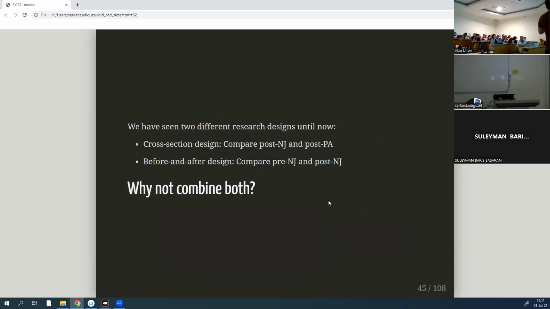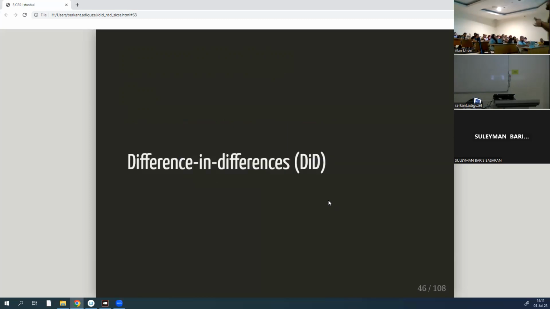But if we combine both these designs, before and after with cross-section design, then we can also potentially solve this time varying confounder problem. And this is the difference in differences. Combining these two designs potentially solves both the time invariant and time variant confounder problem. Of course, we're going to be making one critical assumption, and if that assumption is satisfied, we can make causal claims.